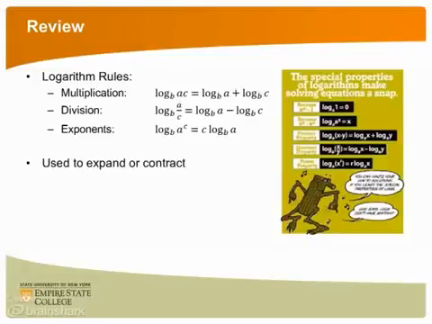One situation where we want to contract logarithms is in solving logarithmic equations. We will see this in the next resource in the series, so stay tuned.